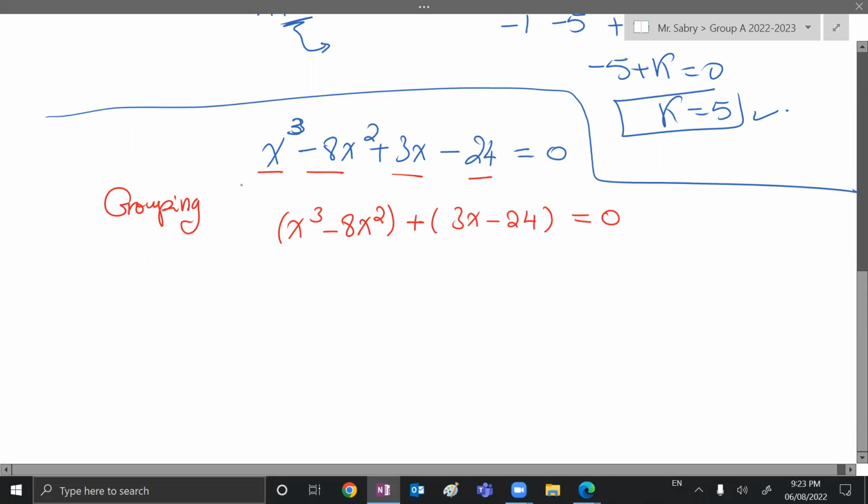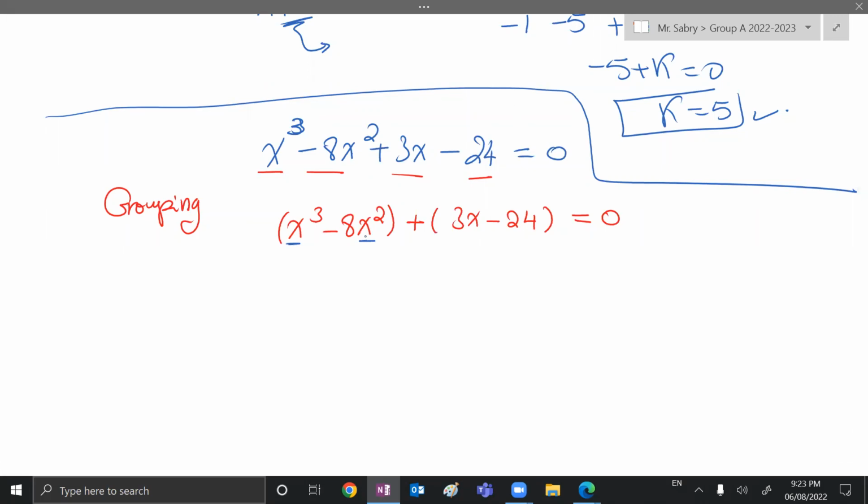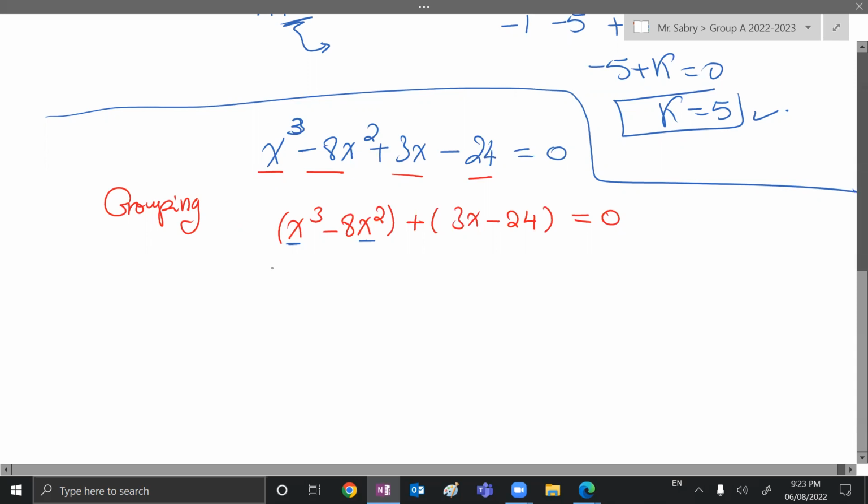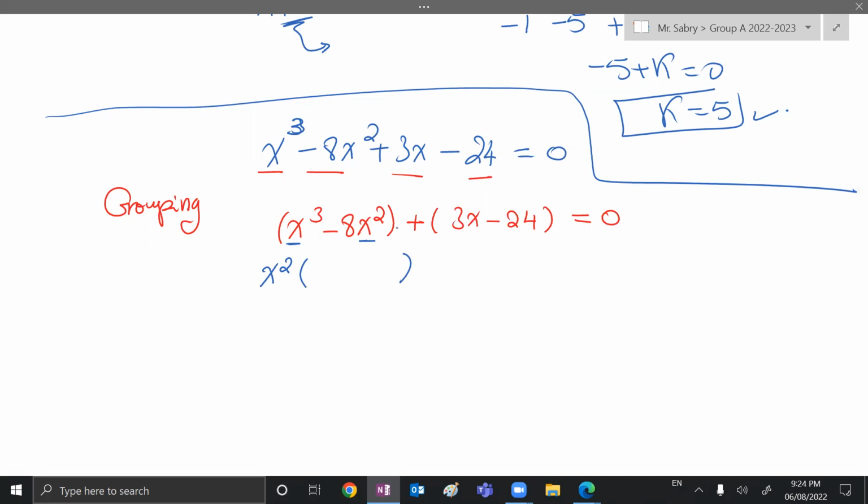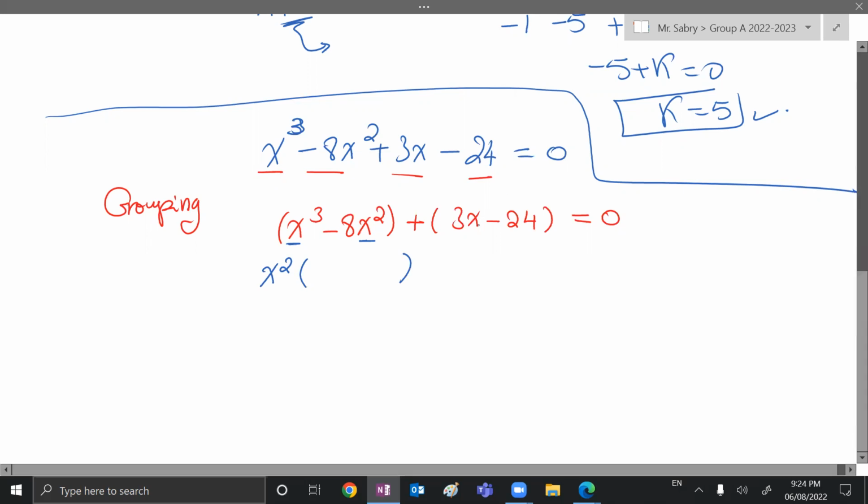Okay, what happens next? We do something called a common factor. What is a common factor? We look at these 2 terms. What is common between x power 3 and 8x power 2? What's common and available in both of them? It's x to the power of 2. Yes, the smaller power is the one common between the two. So when I have, for example, x power 4 and x power 2, the x power 2 is the common one. If I have x power 5 and x power 3, the x power 3 is the common one. In this case x power 2 is common between the two.